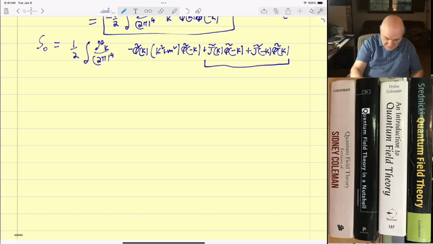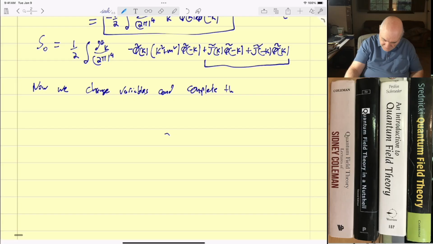Okay, so now we change variables and complete the square. It's kind of amazing how, when you take algebra when you're a toddler, you don't really think you'll ever use this completing the square stuff, but actually you use it in physics quite often.